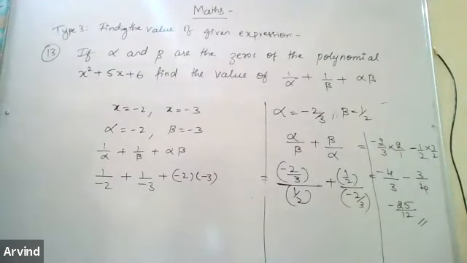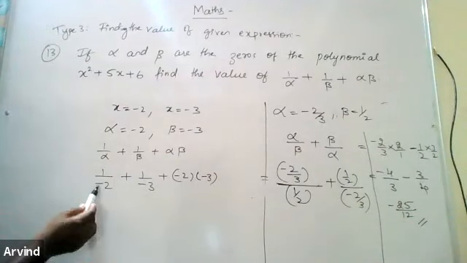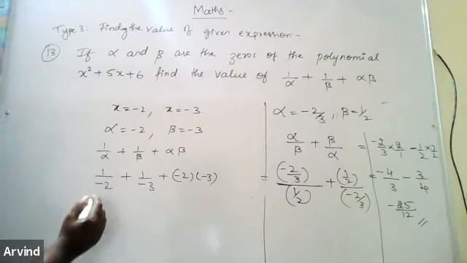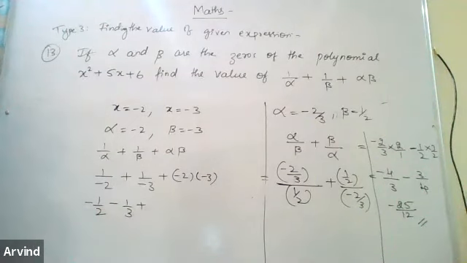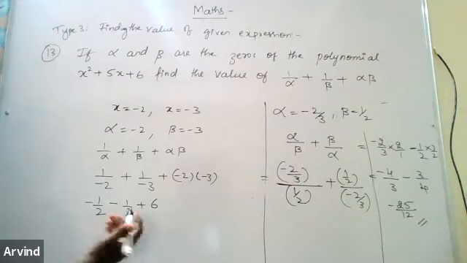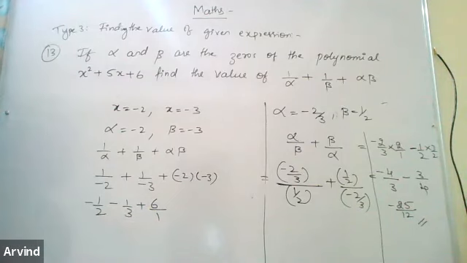Now, as you can see, I've always told you to bring the denominator minus to the numerator. So 1 by -2 will become -1 by 2. Again, plus into minus will give you -1 by 3 plus 3 2s are 6. First take the LCM, or you can do it all together. The LCM of 2, 3, 1 is 6.